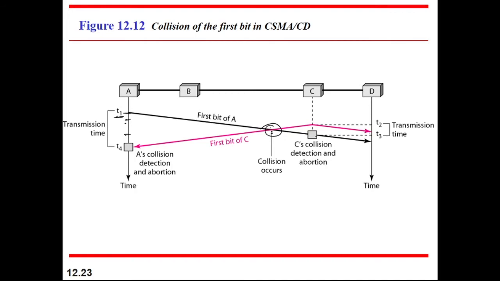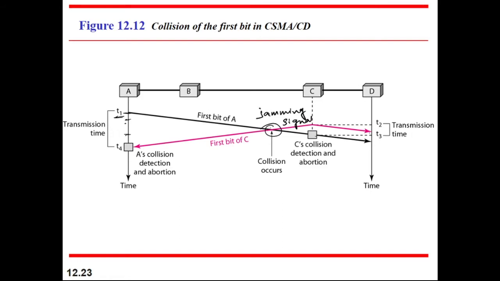That means the two frames collide with each other, and when this collision occurs, a signal is generated. That signal is called the jamming signal. This jamming signal needs to be sent to each and every station. It is responsible for informing every host that a collision has occurred inside the channel.